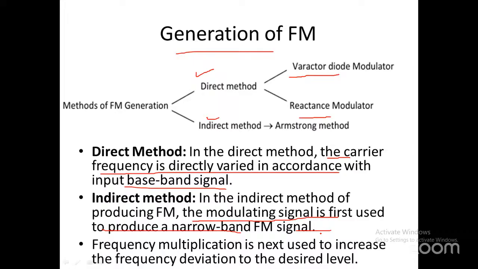If you pass the output of the narrowband FM signal through frequency multipliers... A frequency multiplier doubles the frequency components. For example, take a frequency doubler. Initially the output of the frequency modulator is 1 kHz; if you pass it through a frequency doubler it becomes 2 kHz. Again through a doubler it becomes 4 kHz. Again through another doubler it becomes 8 kHz. Every time it gets doubled. So by using simple frequency doublers, you can get wideband FM from narrowband FM. So that is the indirect method.